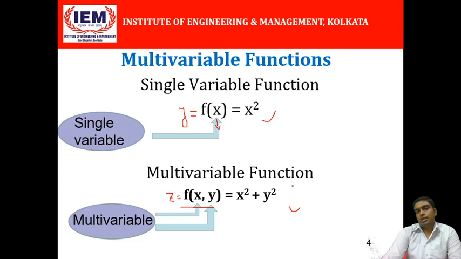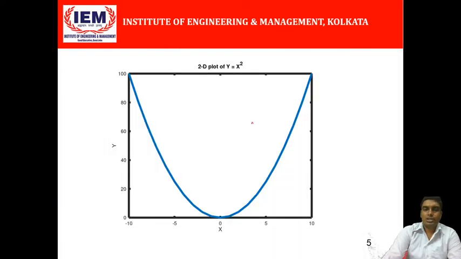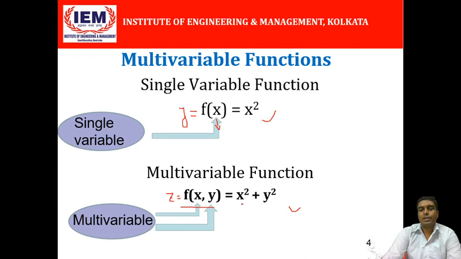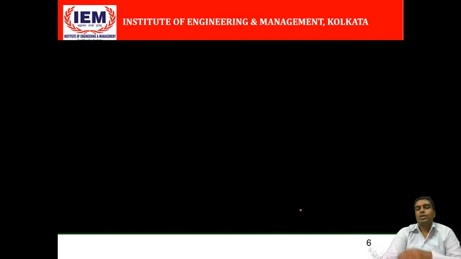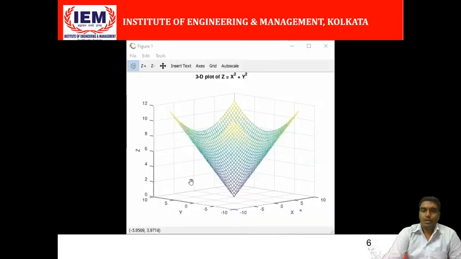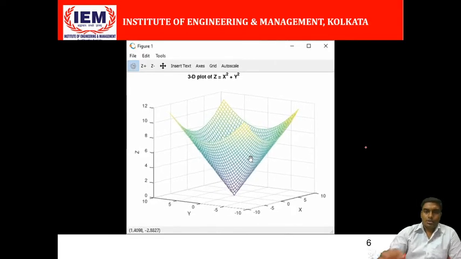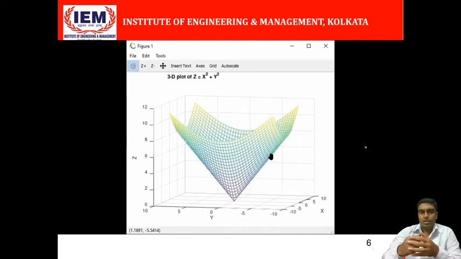Now if I plot this graph y equal to f(x) equal to x square, it will look like this sort of parabola. What will it look like if I plot this graph z equal to f(x,y) equal to x square plus y square? If I plot, it will be one sort of surface. So this is basically the representation of this equation z equal to x square plus y square, with different surfaces of this plot.